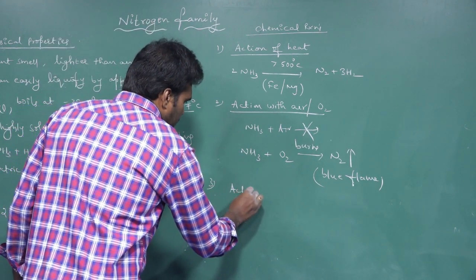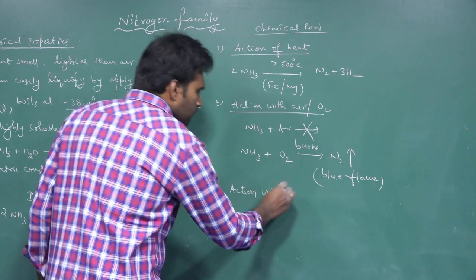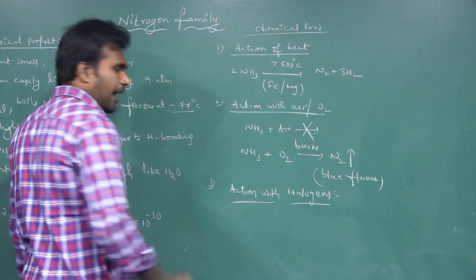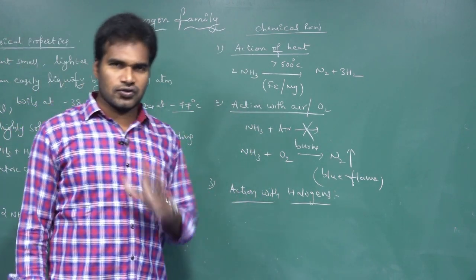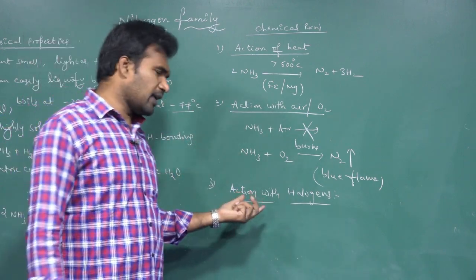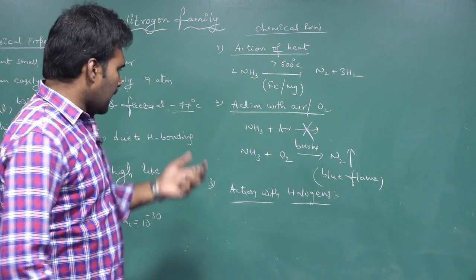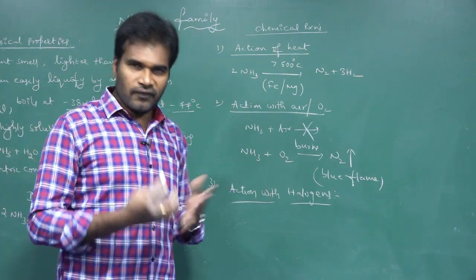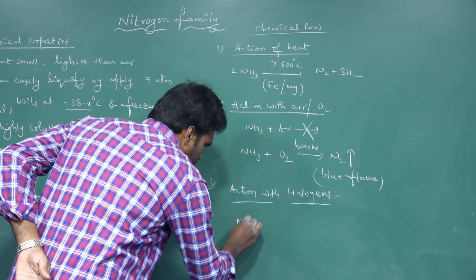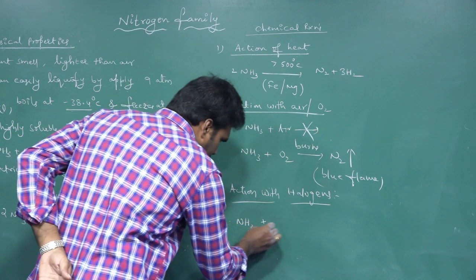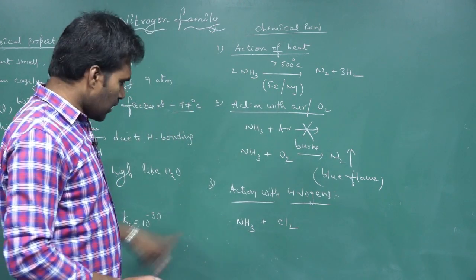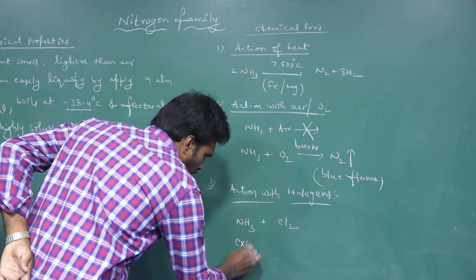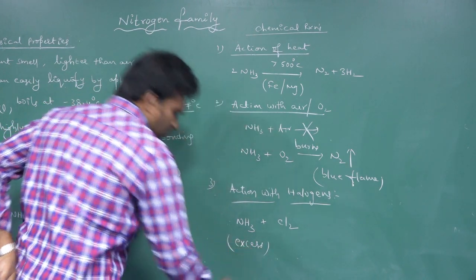Next one, action with halogens. It's a very important reaction. In the halogens you can take anything. Here I am taking chlorine. This reaction depends again upon the quantities of ammonia and halogens. For example, when ammonia reacts with chlorine, in the first case I am taking ammonia in excess amounts.